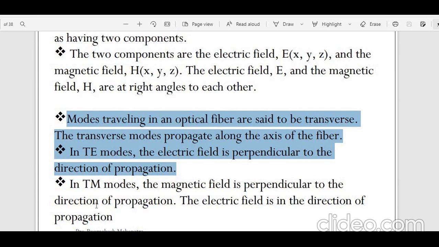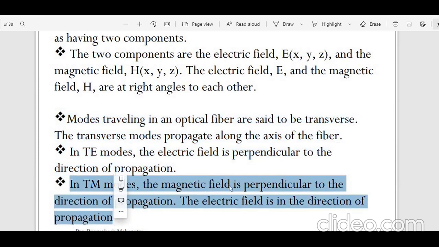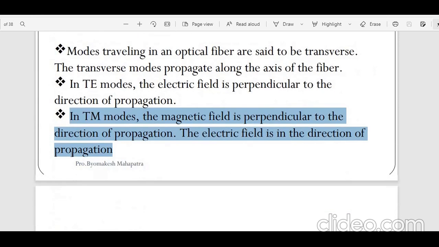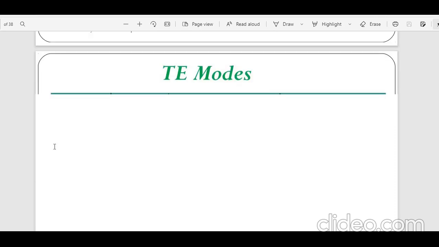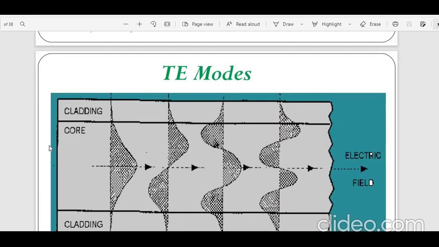In TE mode, the electric field is perpendicular to the direction of propagation. What about TM mode? In TM mode, the magnetic field is perpendicular to the direction of propagation. So in TM, M indicates the magnetic field, which needs to be perpendicular. In TE, E means the electric field needs to be perpendicular to the direction of propagation. That is the point we are declaring and discussing here. So in TE mode, the electric components are perpendicular to the direction of propagation, and in TM mode, the magnetic field components are perpendicular to the direction of propagation.